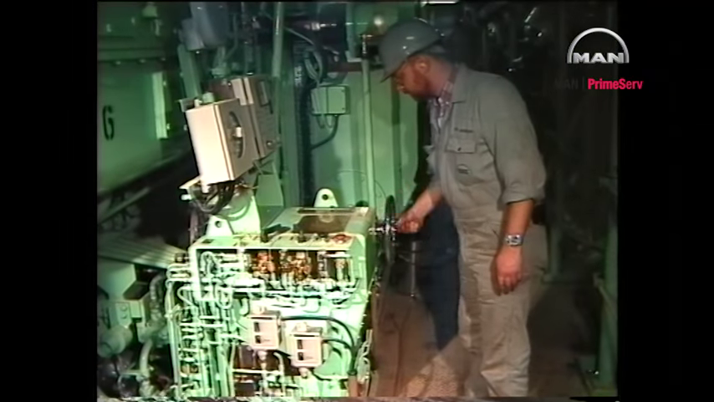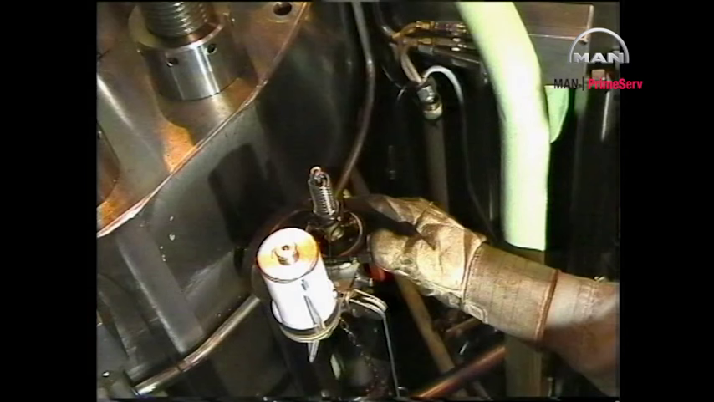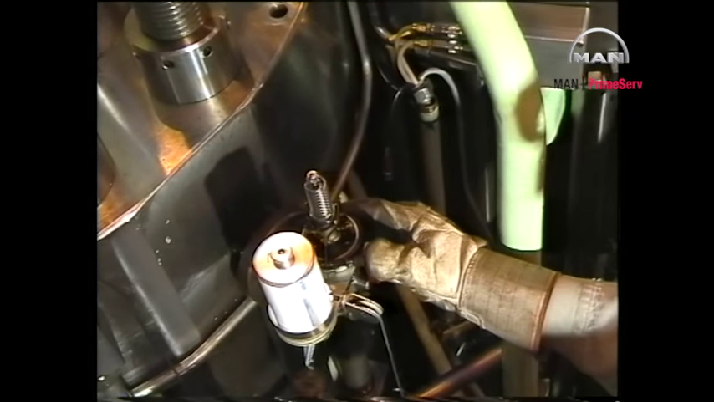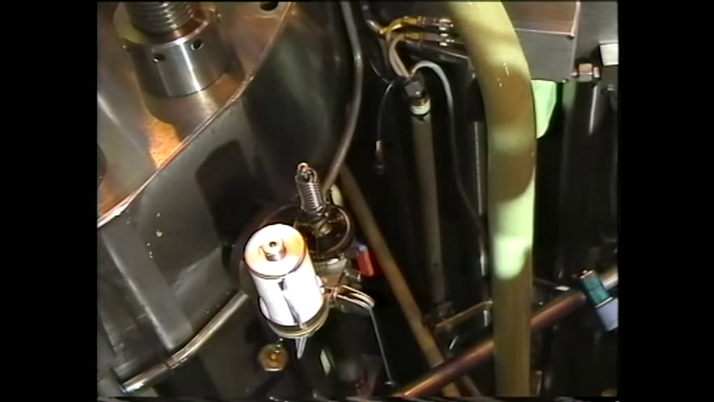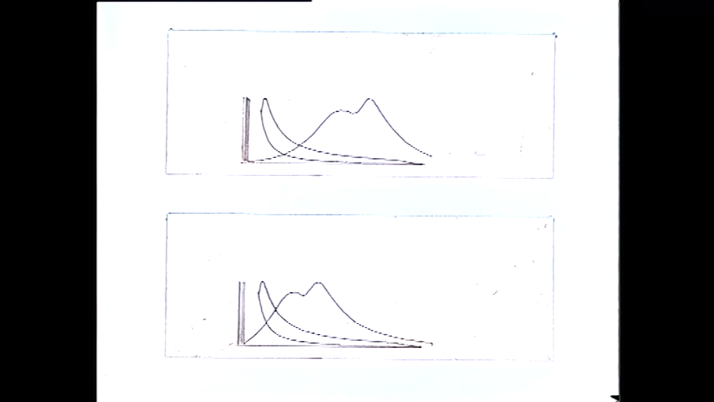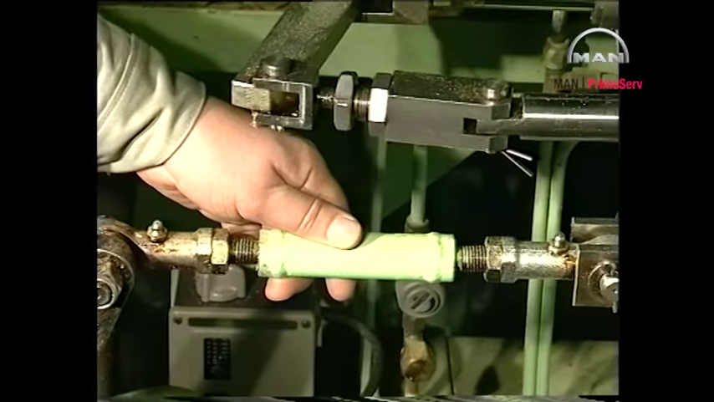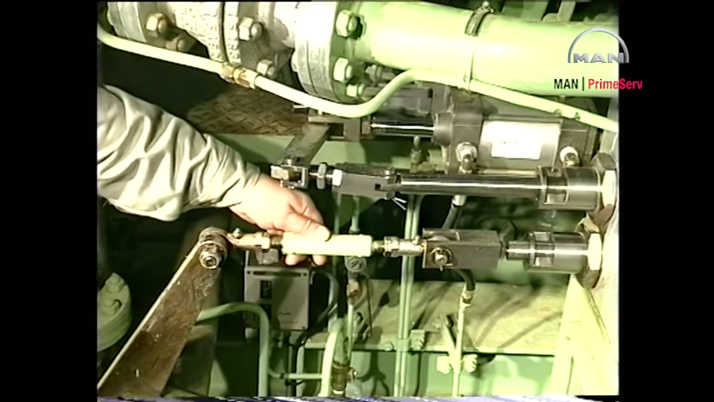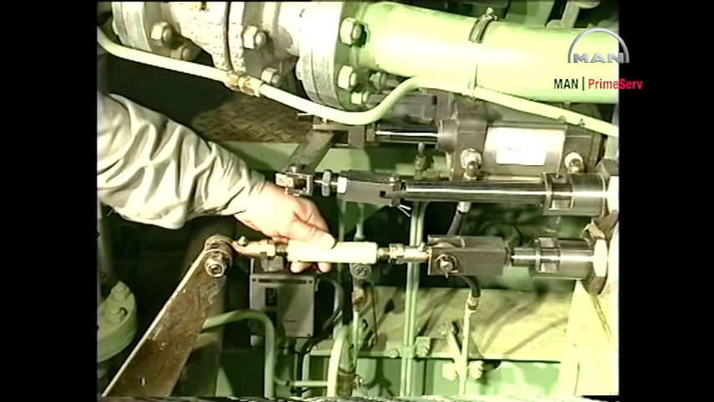Run the engine up until it corresponds to 100% MCR. Use the indicator drive or PMI system to adjust the load so that it corresponds to 100% MCR. The mean indicated pressures of the individual cylinders must not deviate more than 0.5 bar. If the deviation is more than 0.5 bar, adjust the load distribution on the fuel index rack of the individual cylinders.